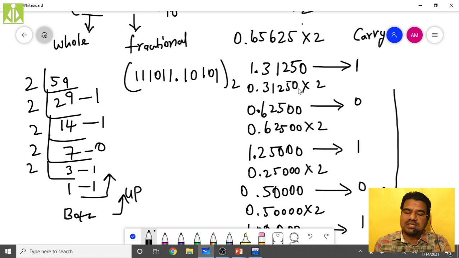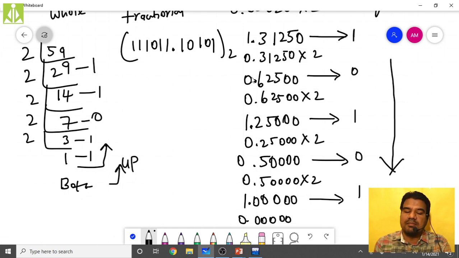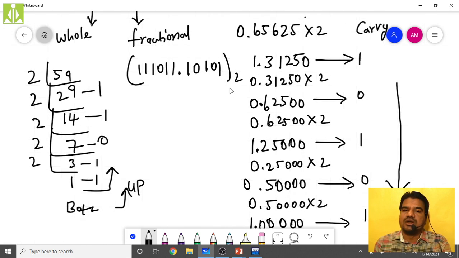So repeat this multiplying with 2 step until you get all zeros, or the same number repeats twice. At that point you have to stop the process, and you have to write all these binary bits from top to bottom, unlike bottom to top. That's it. So this is conversion from fractional decimal to fractional binary.